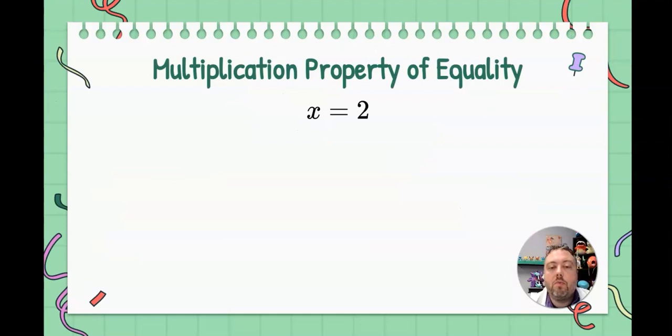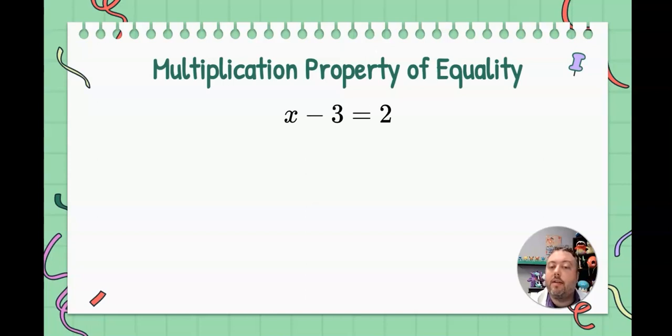So, I walked you through this a little bit during a previous video, but let's take a closer look at it. I'm going to start with the equation x equals 2. First thing I'm going to do is say, what if I multiply both sides by 2? What do I end up with? I end up with 2x equals 4. This is in fact the multiplication property of equality. As long as you multiply the same thing to both sides of an equation, you still have equivalent equations. Two equations that mean the same thing.